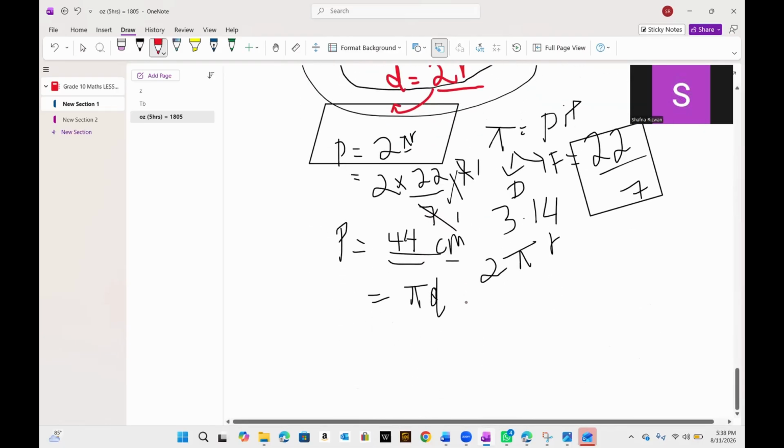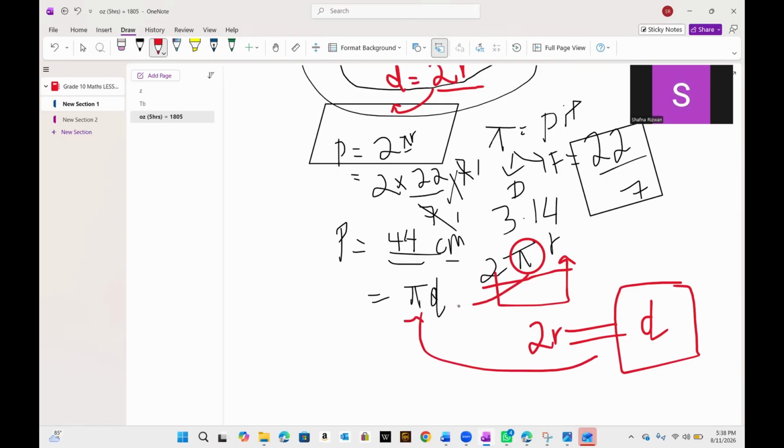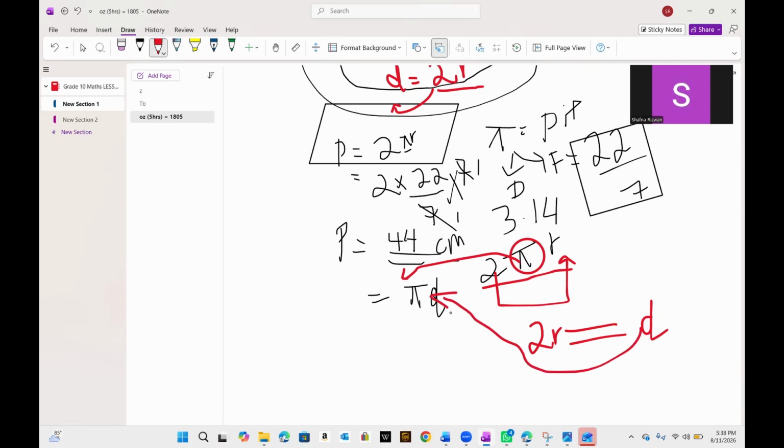I can say diameter. So here, if I take the 2 pi r formula, instead of saying 2r, what can I say? It equals to diameter. Pi will remain as it is, while only 2r will become d. Then what's the formula? Pi d. Take the pi here and take the diameter here instead of 2r. Then it is pi d.